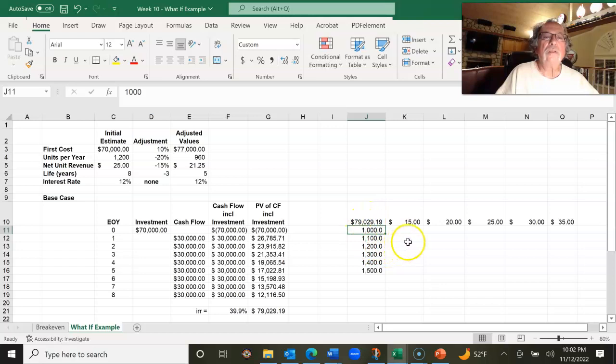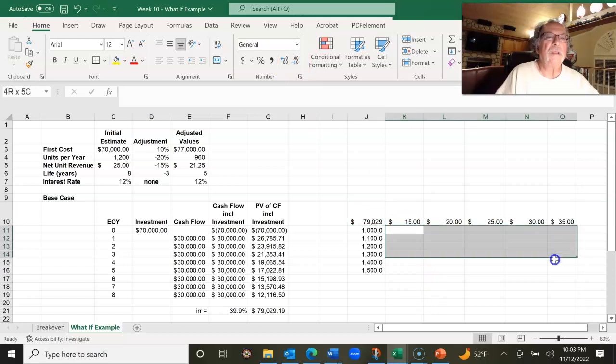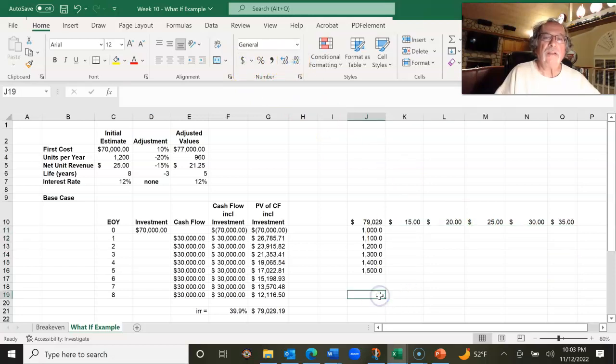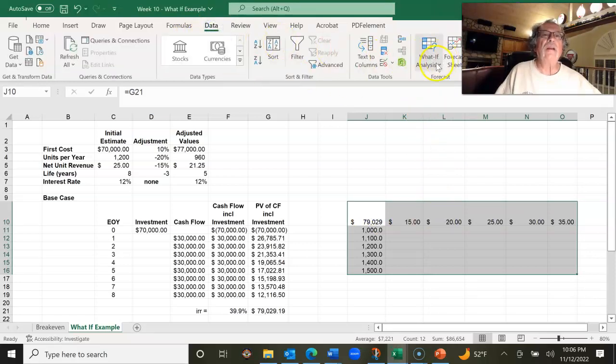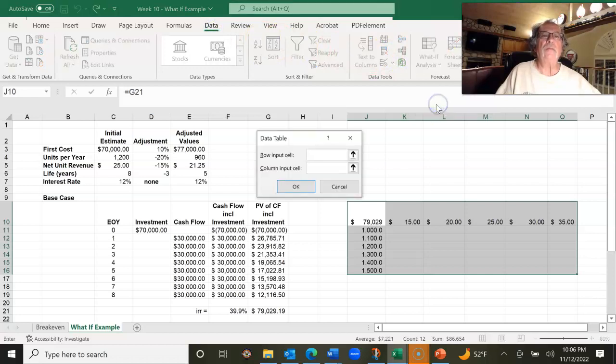Let's get rid of those. Let's make this in dollars. No decimals. Now a two-way variable table, what we want to do is remember this is set to the formula that we're measuring. We highlight the entire table. So our entire table is highlighted. We select data, what if analysis, data table.